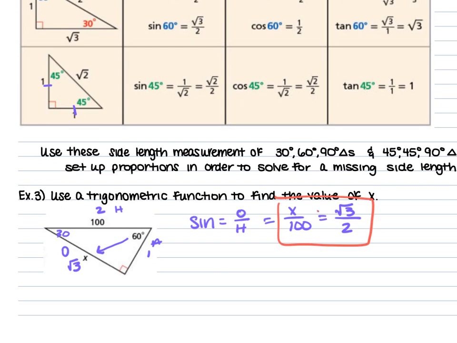So from here, we can cross multiply. We're going to get 2x is equal to 100 square root 3. We divide each side by 2, and we get that x is equal to 50 square root 3.